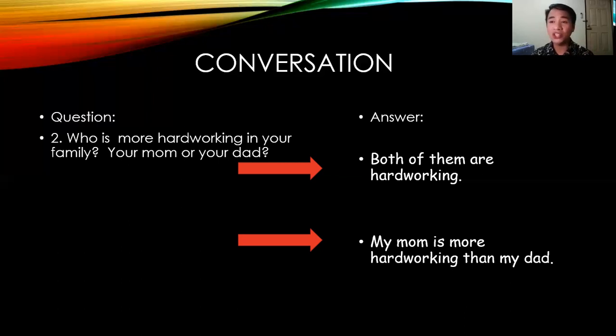If you're not going to choose, you agree with the statement that both of them are hardworking, you can say both of them are hardworking. If you choose, my mom is more hardworking than my dad, or vice versa. Okay? So that is how you answer.